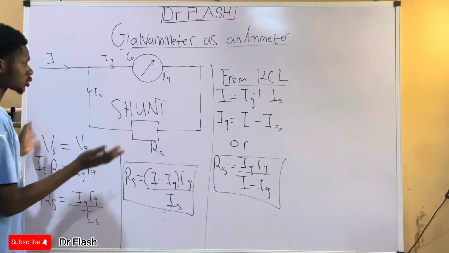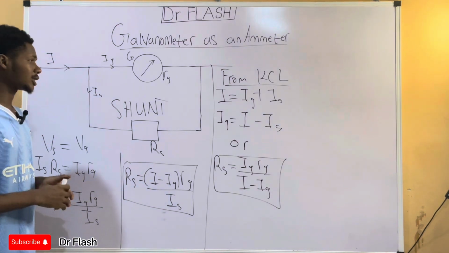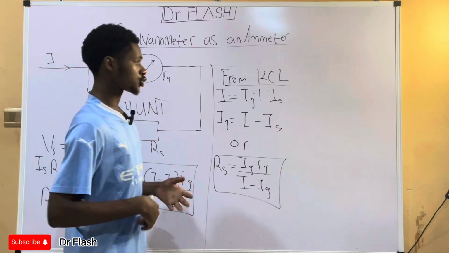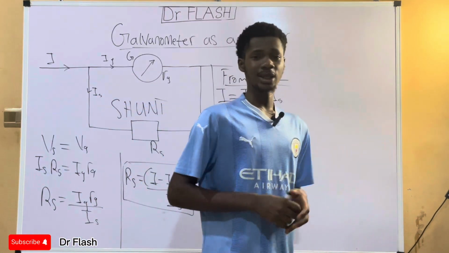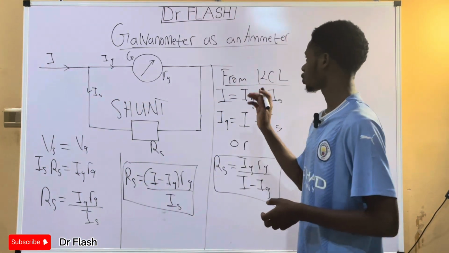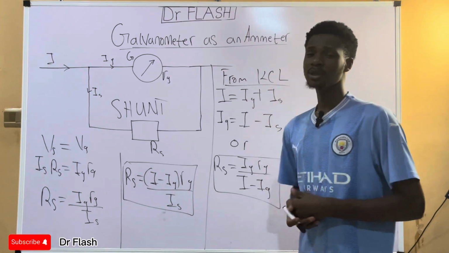The concepts that we just dealt with here are quite easy. You might want to go over the video one or two more times to get a great understanding of how the conversion of a galvanometer to an ammeter is done.